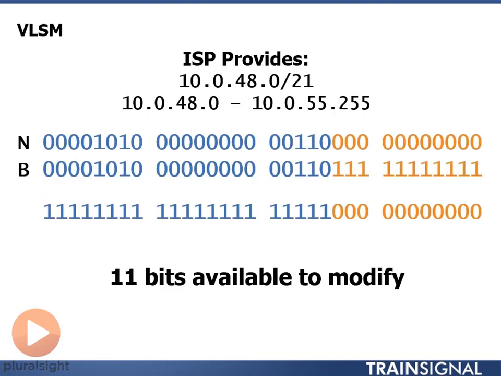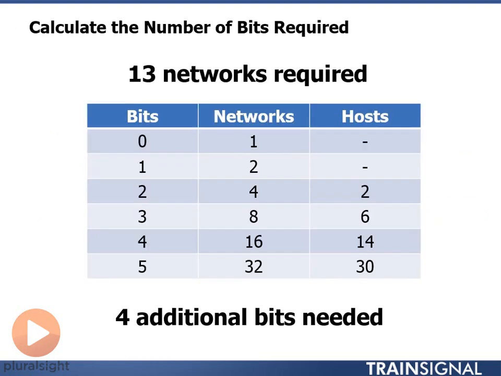So let's assume that our internet service provider gives us 10.0.48.0/21. That provides us with a range of 10.0.48.0 through 10.0.55.255. And I've converted it there in binary the same way we've done it continuously throughout our subnetting exercises in this video. So if we were to do this the standard way that we've learned subnetting so far, we would need 4 additional bits to borrow. So 13 networks required, we need to borrow 4 bits to accommodate that.